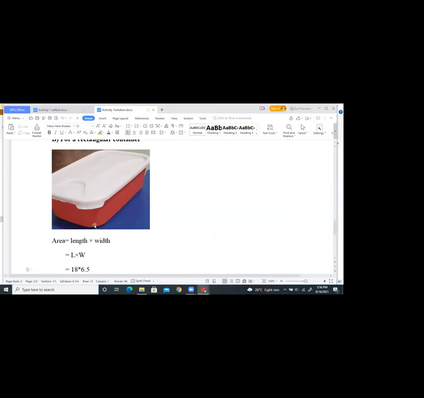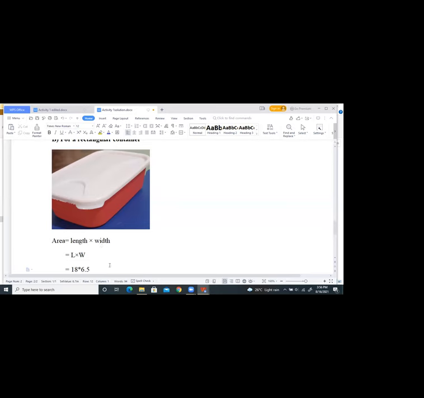You look from this point here to this point. You get a ruler, you put it from this point up to this point, you get its length. When I measured the length from here up to here, it was 18. And when you get a ruler and measure from here up to somewhere up here, you find out that the width of this rectangular container was 6.5.